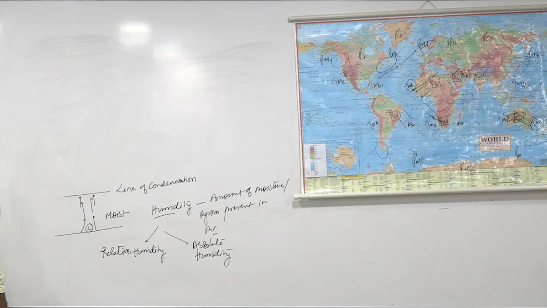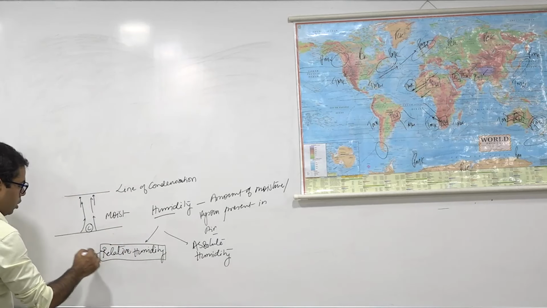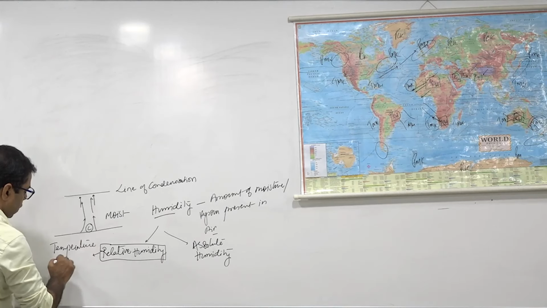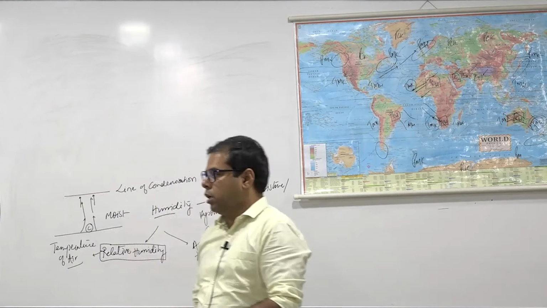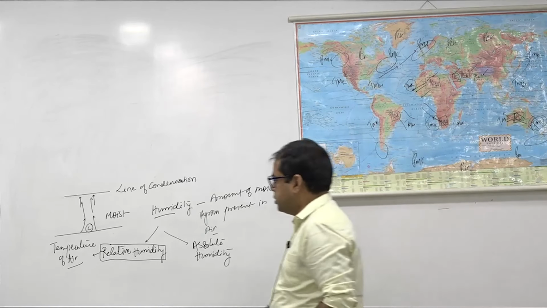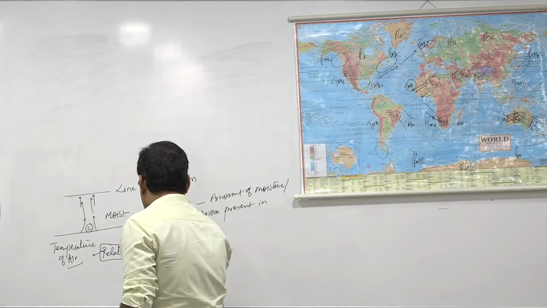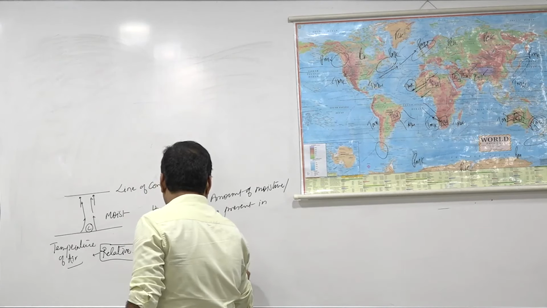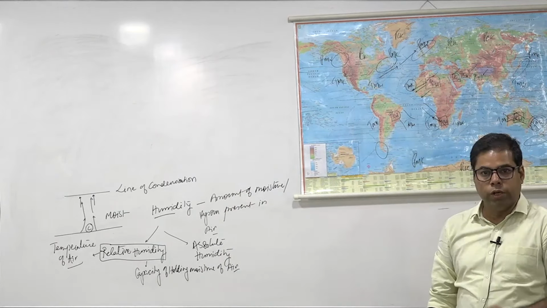Relative humidity is dependent on the temperature of air. Means higher the temperature, higher the capacity of holding the moisture. Relative humidity means capacity of holding moisture of air. Moisture of air. So means higher the temperature, higher the capacity of holding the moisture.